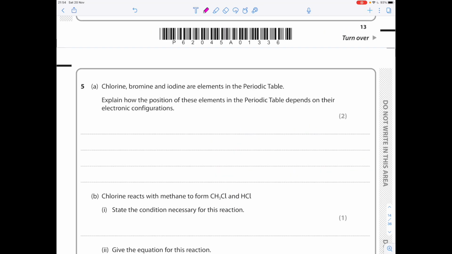Chlorine, bromine and iodine are elements in the periodic table. Explain how the position of these elements in the periodic table depends on their electronic configurations. Well, we can see that they're all halogens, they're all in group 7, and that's because they all have 7 electrons in their outer shell.